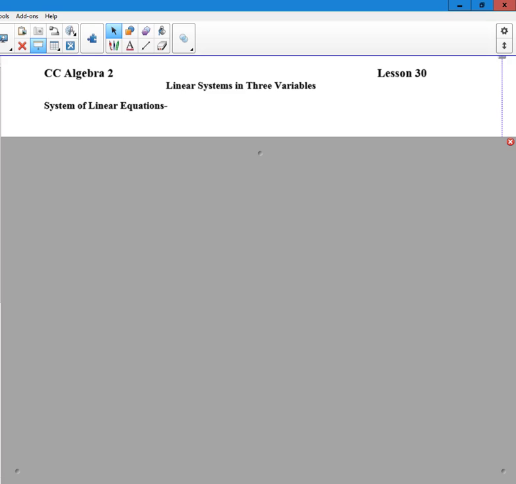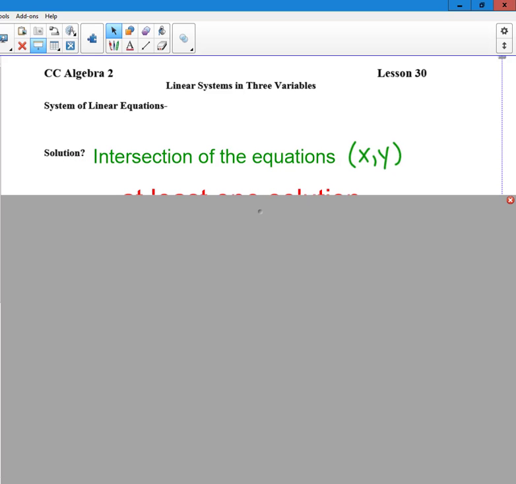Today I'm just going to quickly review the information about systems. As you know, a system of linear equations is two or more linear equations, and today we're going to focus on three equations with three variables. As you know, the solution is the intersection of the equations. That's a point x, y. For today's case, that's going to become x, y, z.